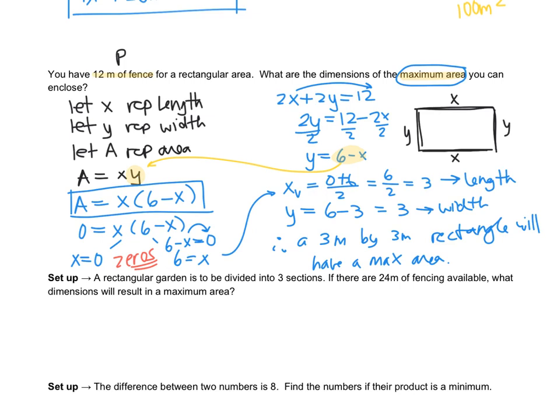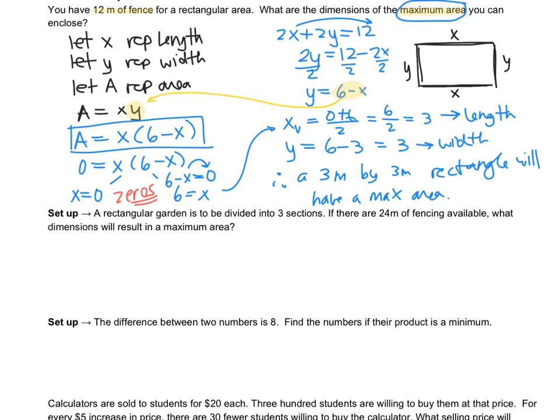All right, let's try another one that is very similar, except there's a little twist on this rectangle. So a rectangular garden is to be divided into 3 sections. We haven't seen that before, so our diagram will show those 3 sections. If there are 24 meters of fencing available, so that's the perimeter again, what dimensions will result in a maximum area? So, super important that you start with your diagram. And I need this garden to have 3 sections.